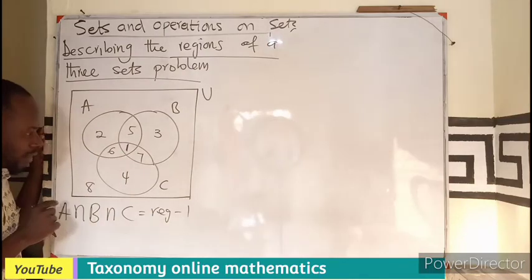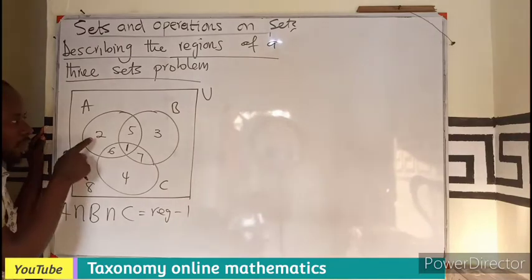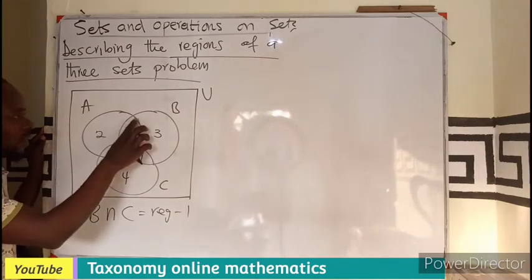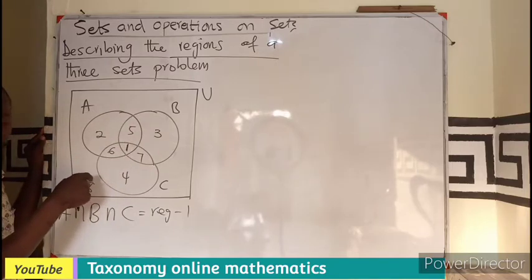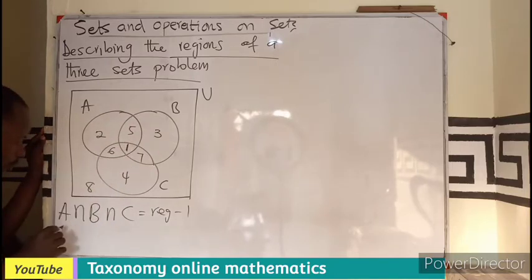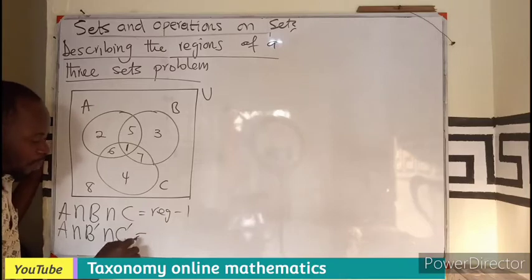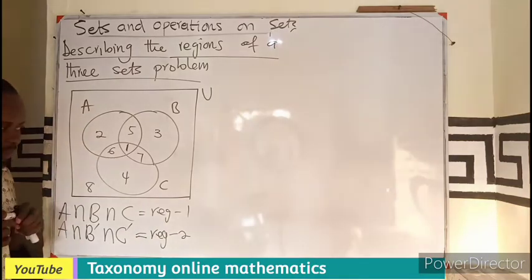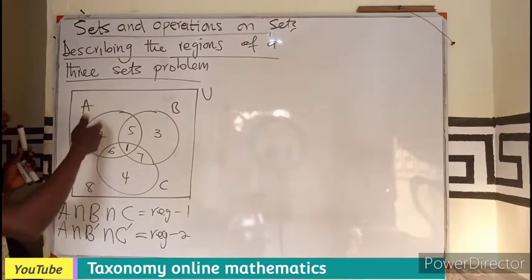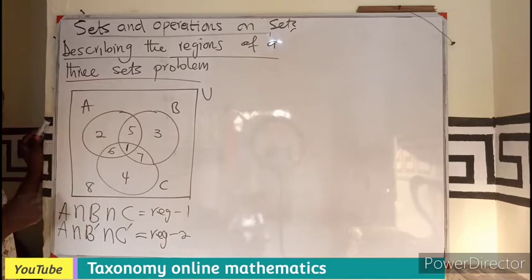Now, we want to describe region 2. You can see that 2 is the whole of this minus 5, 1, and 6. So, region 2 will be A intersection B complement intersection C complement. That will be our region 2. If you want to shade it, that will just be the region 2.